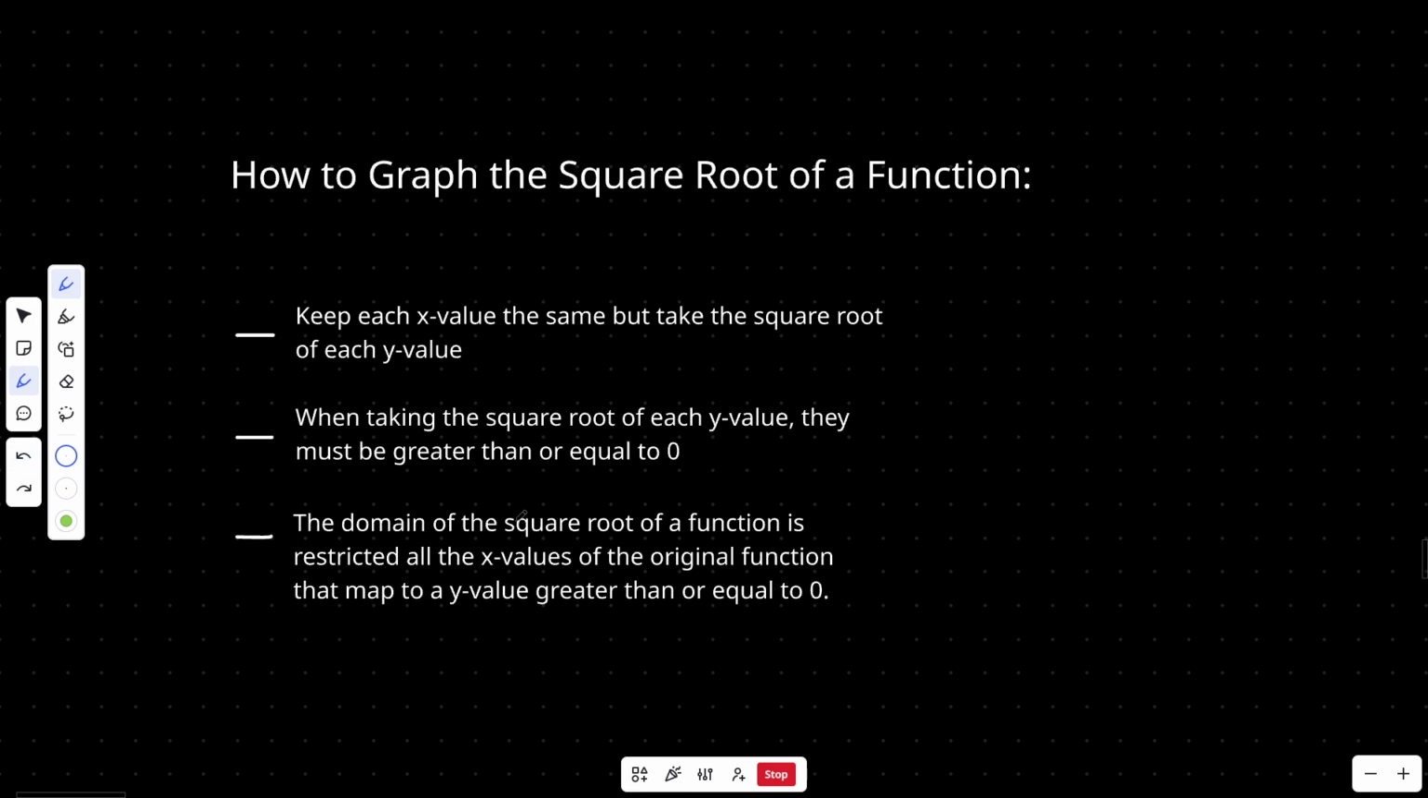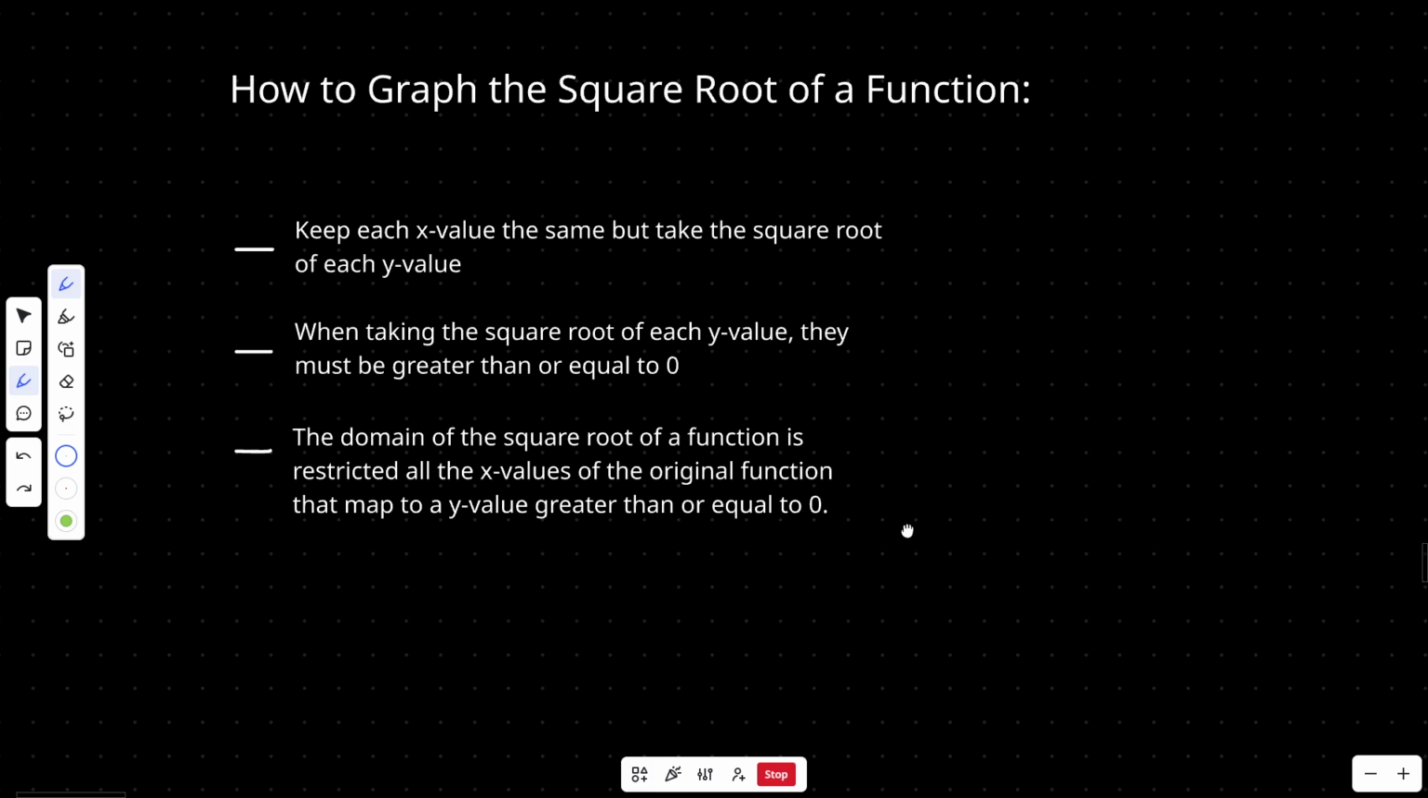Also, the domain of the square root of a function is restricted to all the x values of the original function that map to a y value greater than or equal to 0. So just the original function, any x values that map to a y value greater than or equal to 0. So let's move on and do some practice.